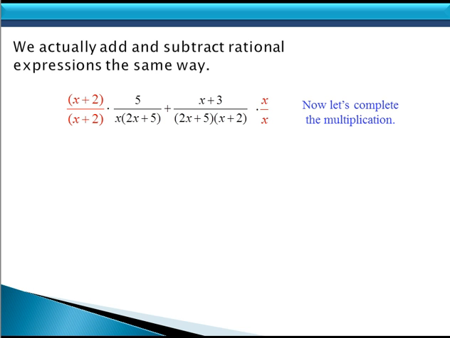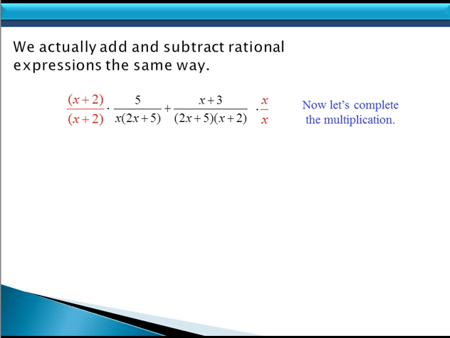Now keep in mind that eventually we're going to want to simplify, and to simplify a rational expression, you're going to want both the numerator and denominator factored. So we're going to leave the least common denominator in factored form, but to perform addition between the numerators, we're going to have to actually perform the multiplication between numerators first, and then we can add the two numerators together.